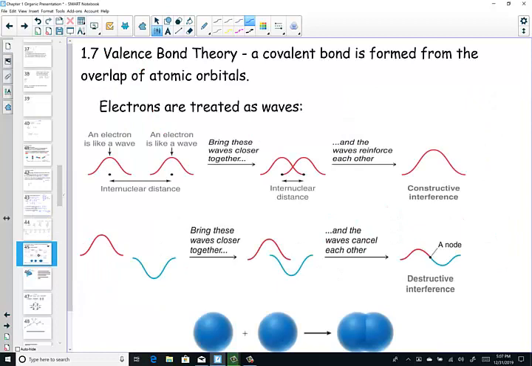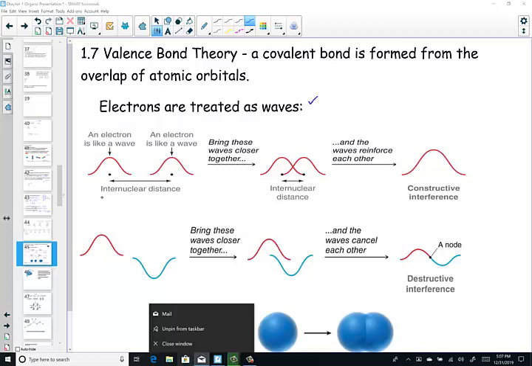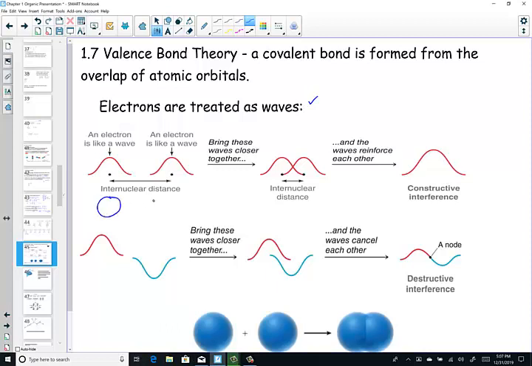In the next section, we talk about covalent bonding and the overlap of atomic orbitals. And this is known as the valence bond theory. When electrons are treated as waves, and remember we talked about one hydrogen atom overlapping another hydrogen atom, and that's what they're showing here. As they begin coming closer and closer together, the internuclear distance starts bringing them closer together. And those waves pass over each other with constructive interference, we have a bond overlap that forms a covalent bond.